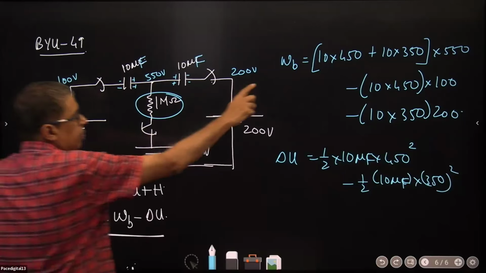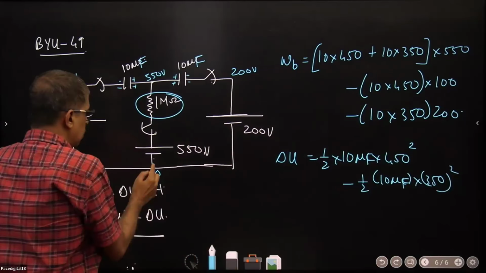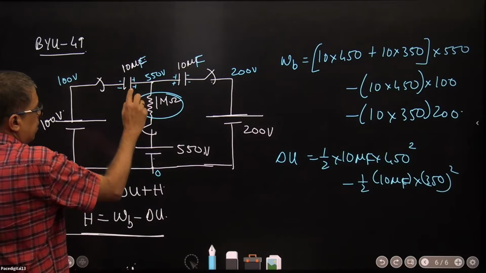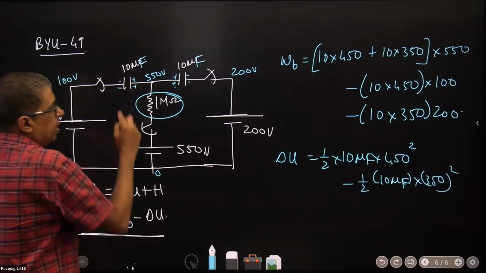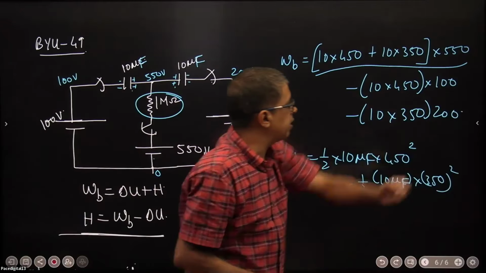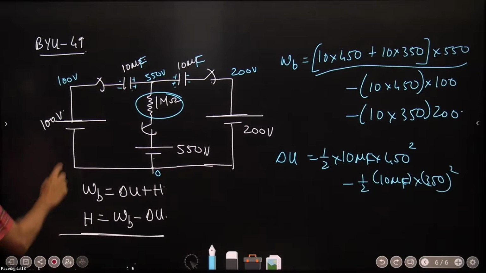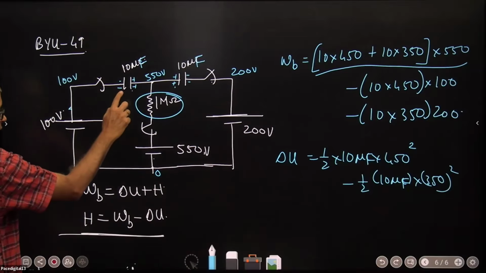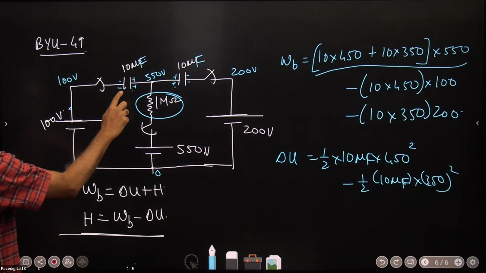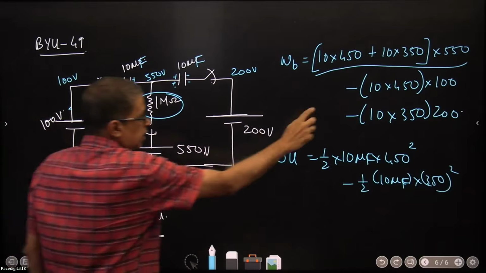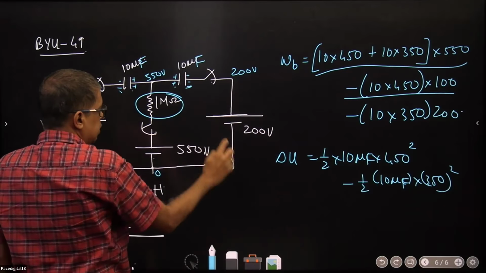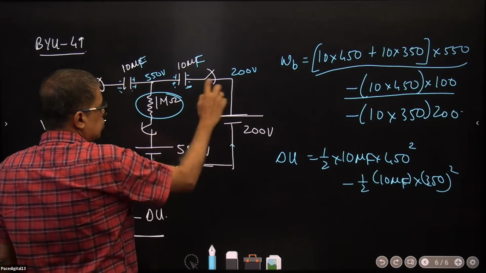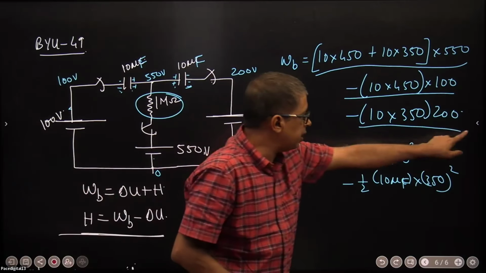So first, if you observe the first step, we calculated the work done by this battery for the charge on these two plates. How much charge went through this particular battery for this charge is what is done here.